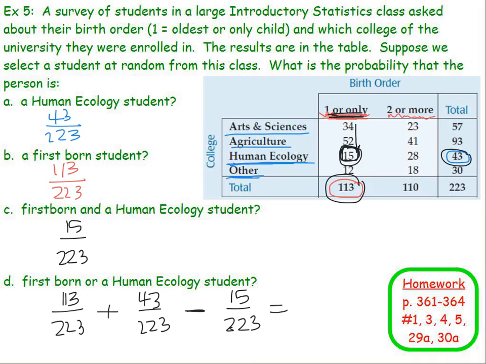Since all of these have a common denominator, the denominator is not going to change. 113 plus 43, take away 15, leaves you with 141. And that's your final answer. And that's the end of our first chapter 15 lesson.